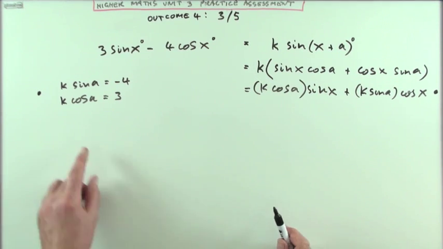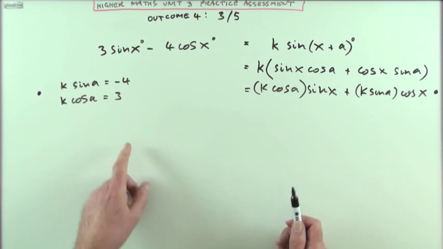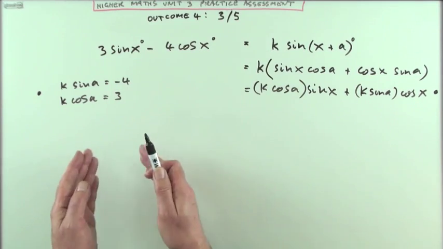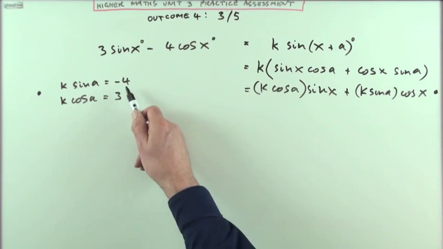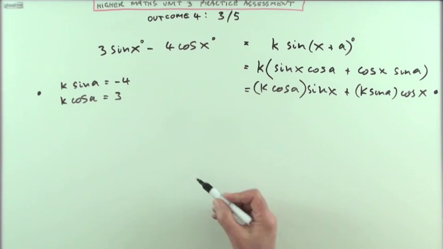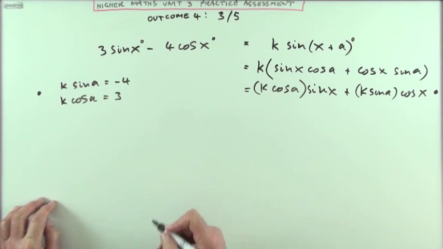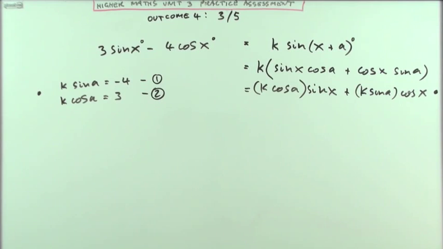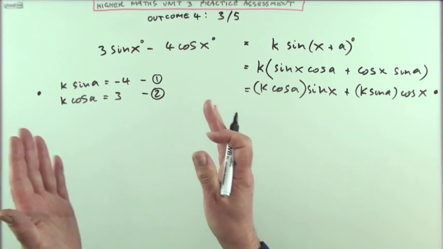Now the next 2 marks are just for finding k and a. And as far as the NAB is concerned, it just wants the 2 answers. It doesn't want any justification of the way you worked out the answer for k and the answer for a. It just wants these 2 parts. But I'm going to put down the justification here. The justification is this. I've got 2 equations in 2 variables. They need to be solved simultaneously.